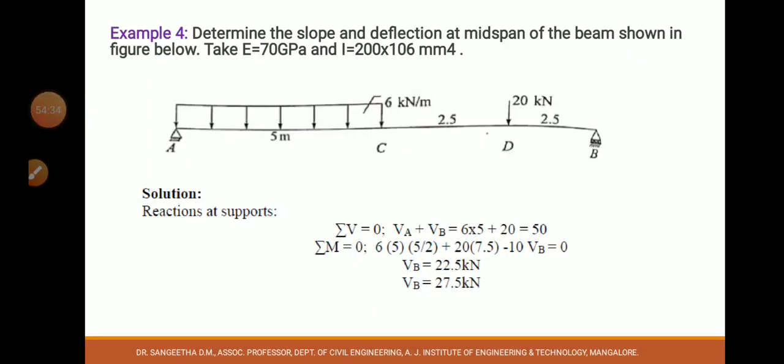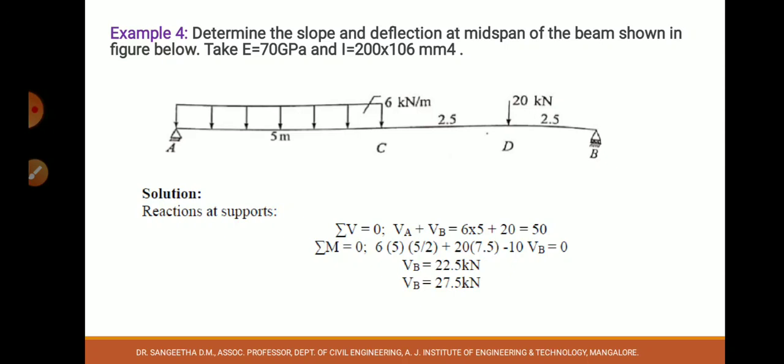Moving ahead with the last problem of this, where I would like to introduce both UDL and a point load in the case. So, determine the slope and deflection at midspan of the beam shown in the figure below. Take E and I as given. So 5 meter, 2.5, 2.5, so 10 meter. At point C you are supposed to evaluate the maximum slope and deflection.